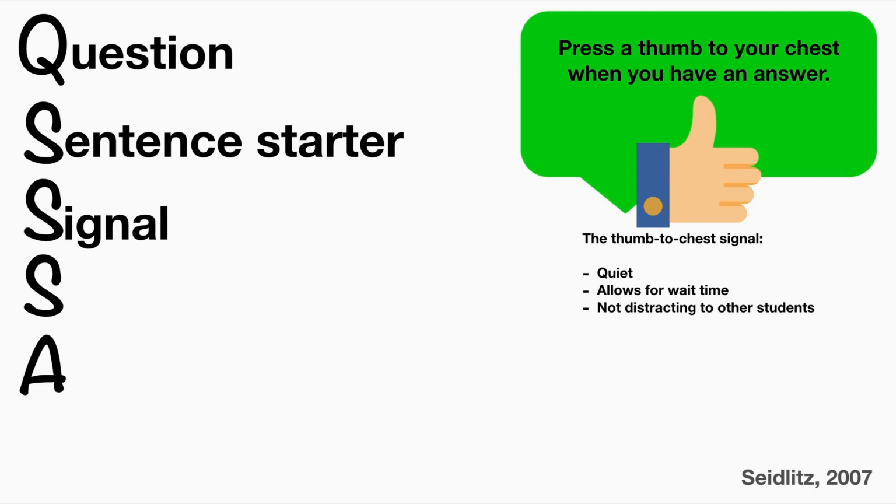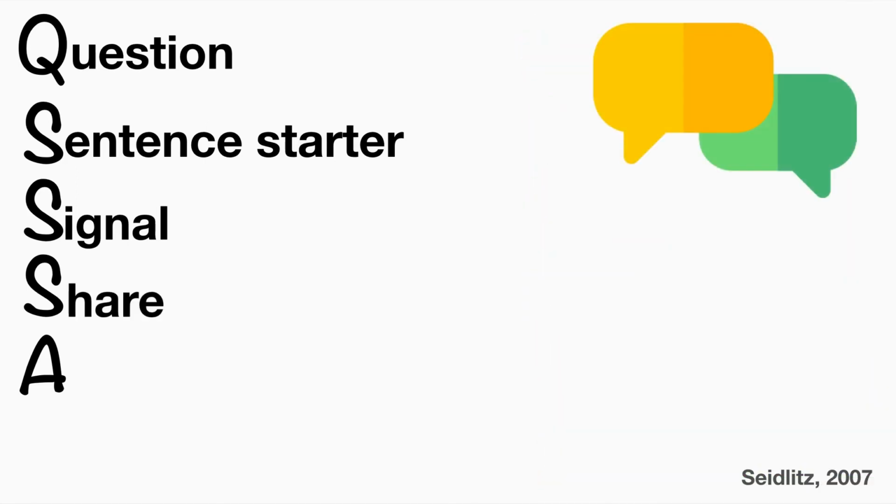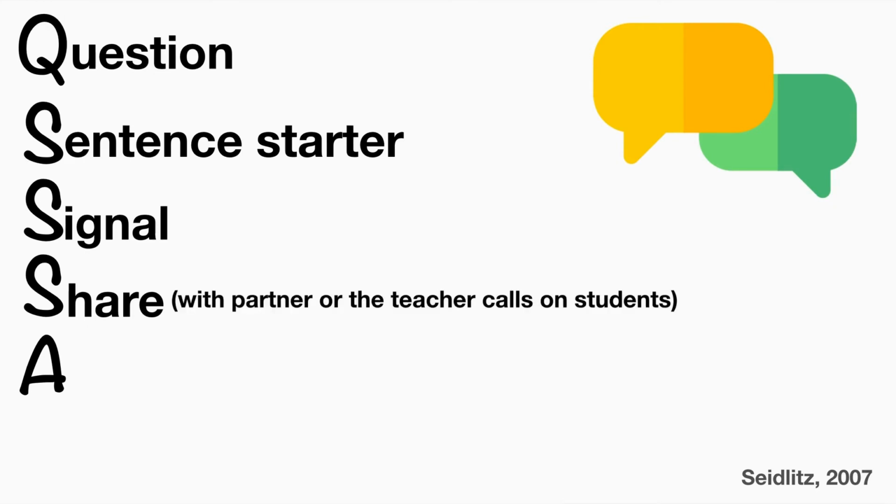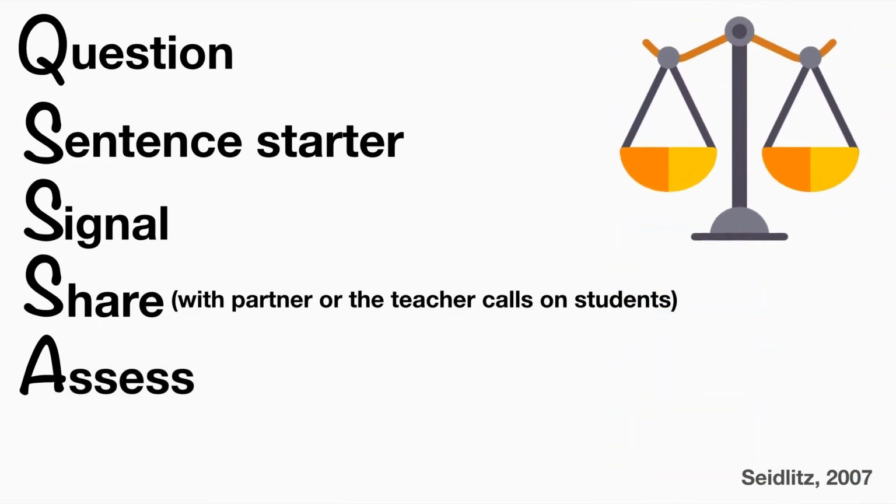The last S is share. You can either have a student share or have students share with a partner, and then pick a student to share with the class. The A is for assess, which means to assess their responses. Let's watch this video of me using parts of QSSSA with my 5th graders.